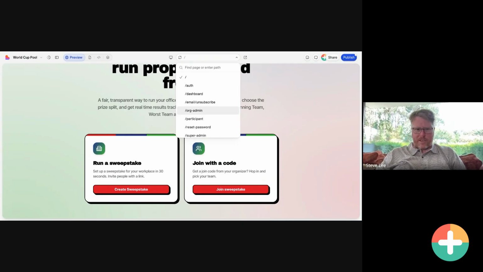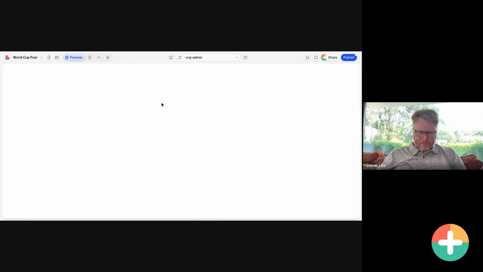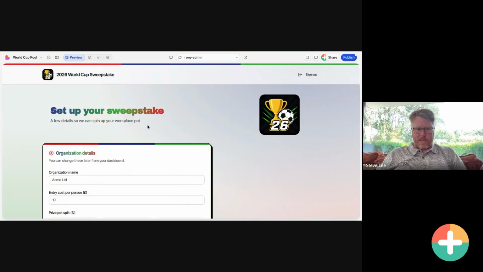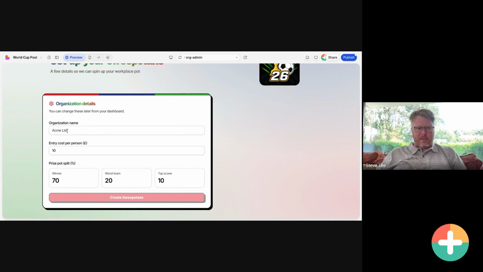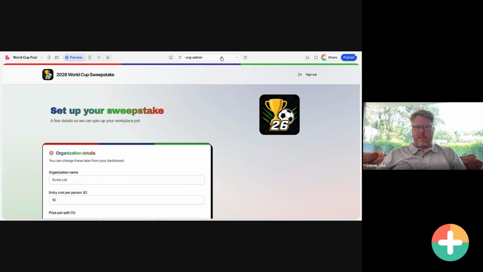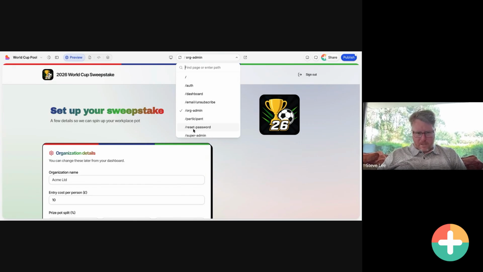So I'm just going to have a look at the org admin page. This would be the person inside the organization, so the person running the sweepstake. This is a fake one here. So it's Acme Limited, and they set the entry cost per person, and then they split the prize pot: winner, worst team, and top scorer, and then they create the sweepstake from there. Maybe you perhaps have to log in. I don't think I have to log in.